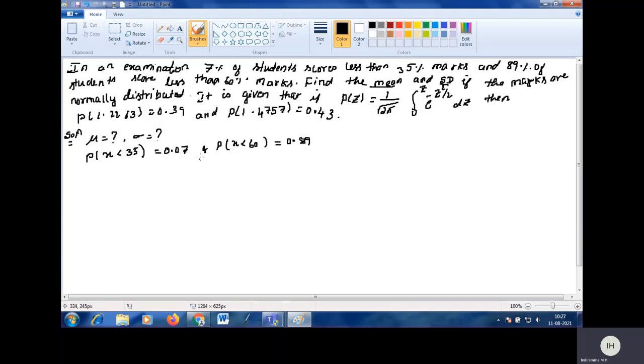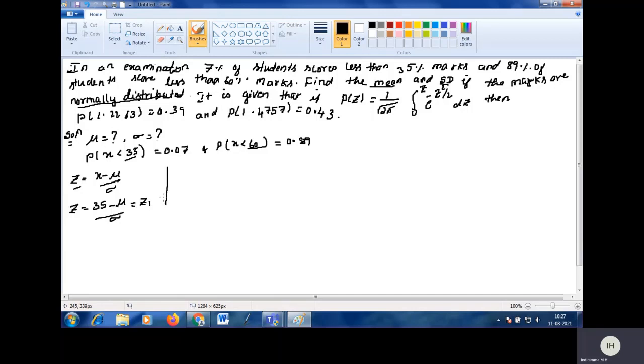By making use of this data, we have to find out mu and sigma, and they said in the question itself it is normally distributed. For that we have to consider the standard normal variate z as (x minus mu) by sigma. Now we have to calculate the z value when x is 35 and when x is 60. So when x is 35, we don't know mu and sigma, we need to calculate it. So I am going to call this z1.